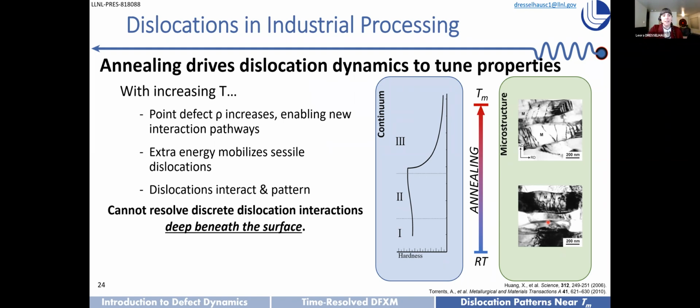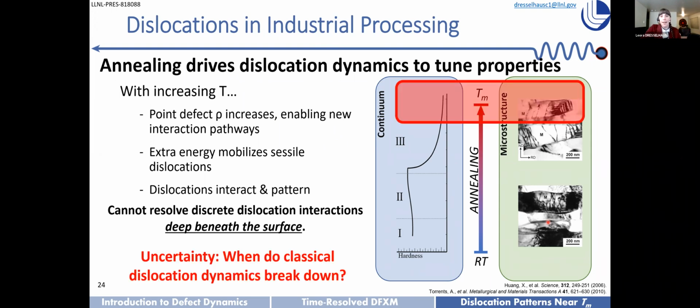So annealing has been studied quite extensively, but we still have a lot of uncertainties deep beneath the surface. And I'll focus for today at the very highest temperatures where theory predicts that we should actually have classical dislocation dynamics starting to break down into these more exotic types of dislocation interactions that give rise to more exotic types of variation in the microstructure. However, we haven't really had the tools to be able to see how this happens.